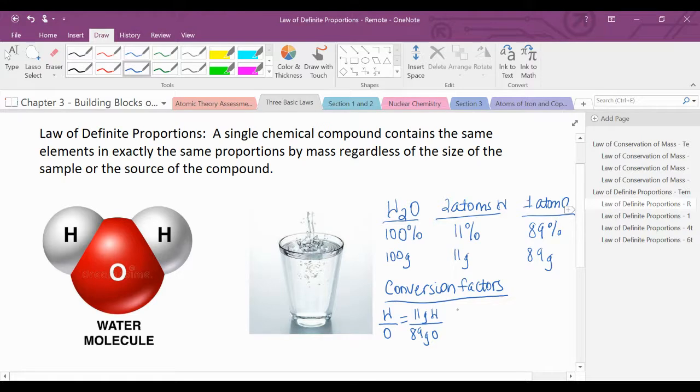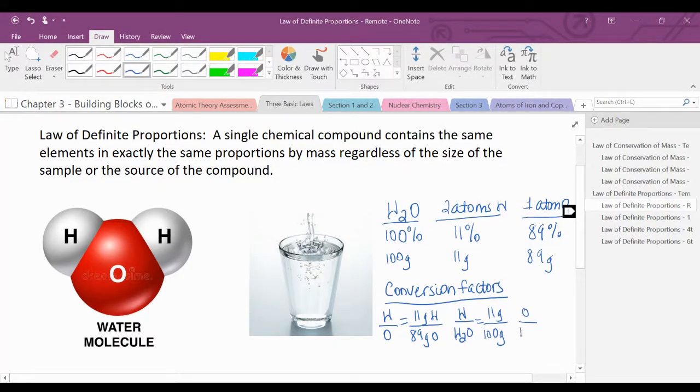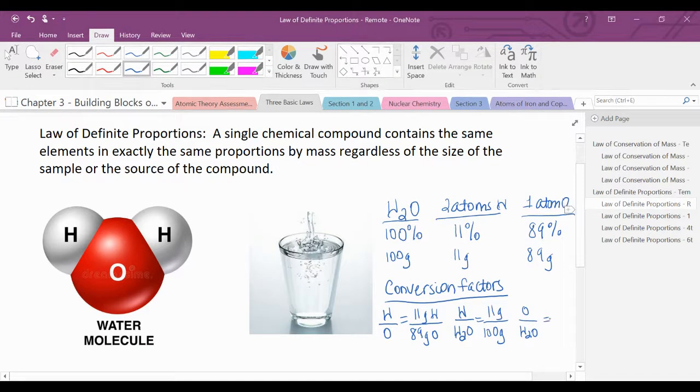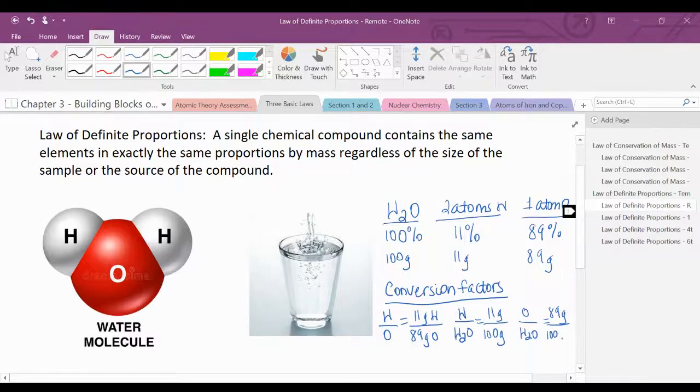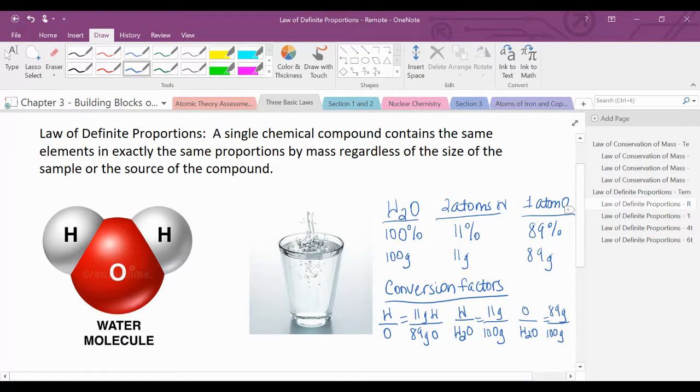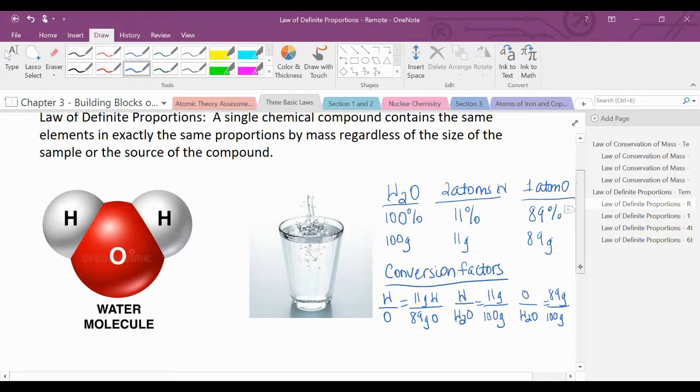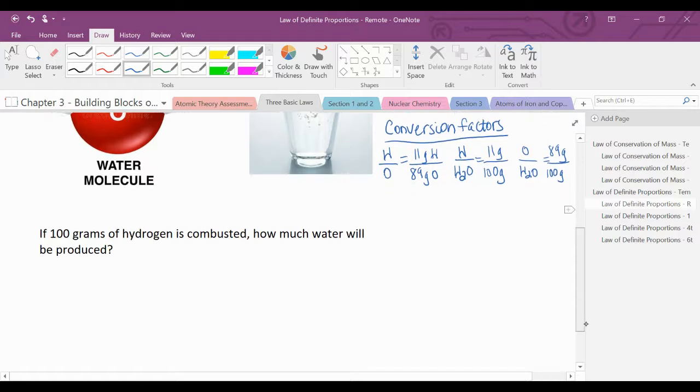We could make a ratio of hydrogen to water. And so we could say that for every 11 grams of hydrogen, we would have 100 grams of water. And we can make a ratio of oxygen to water. And for this, we would say for every 89 grams of oxygen, we'd have to have 100 grams of water. So we can actually use our ratios to solve some problems.